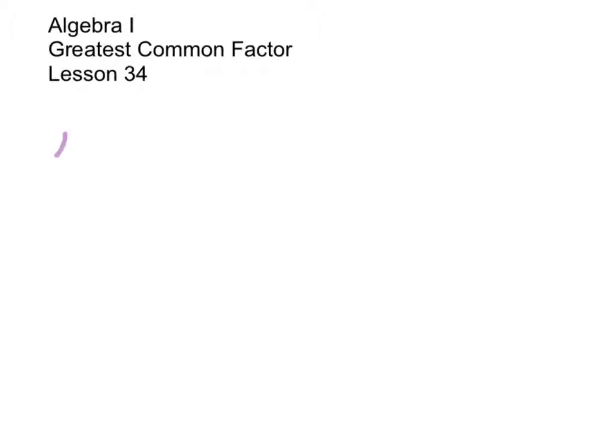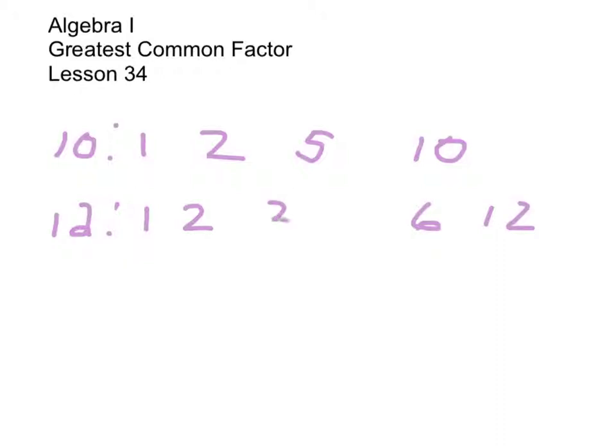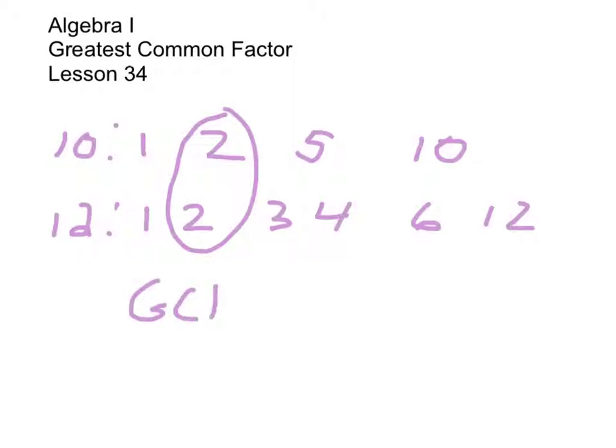So, for example, if we had 10 and 12, and you had to list the factors of 10, which would be 1 and 10, 2 and 5. And if you listed the factors of 12, which would be 1 and 12, 2 times 6, and 3 and 4, you would find the greatest common factor, what's common. What's a common factor between these two numbers? I have a 2 that's common in both. You also have a 1, but the 2 is the greatest common factor. So the greatest common factor of 10 and 12 is 2. And that's probably how you best remember this.